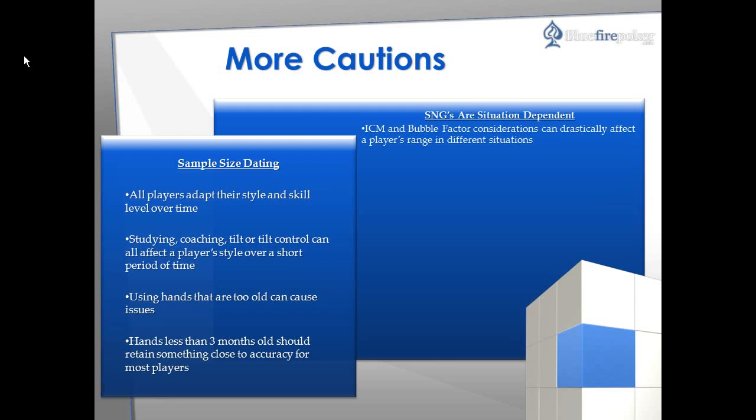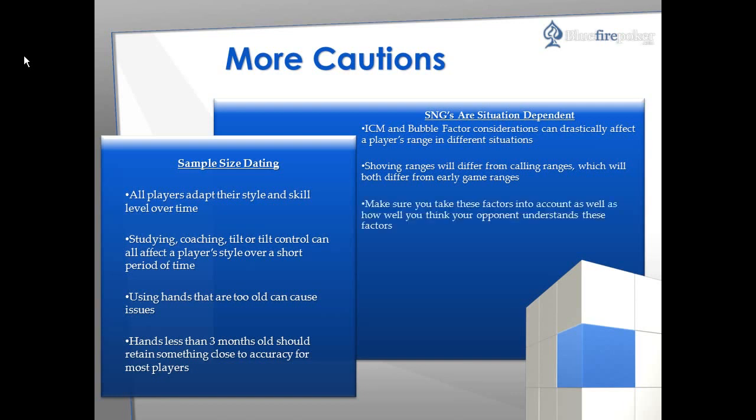Another thing to really take into account is that sit and goes are so situationally dependent. ICM and bubble factor considerations can drastically affect a player's range in different situations. And shoving ranges will be very different from calling ranges in most situations, and those will both differ from their early and mid-game ranges. And you really need to understand how different hands are playable in different situations. Even though their stats might look the same, the actual cards within that range are going to be very different.